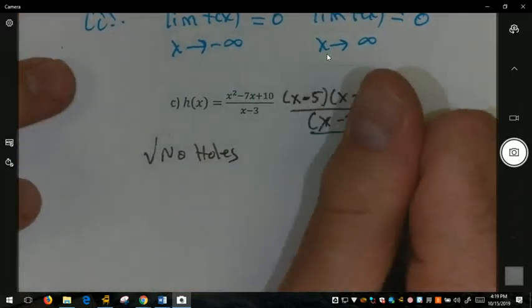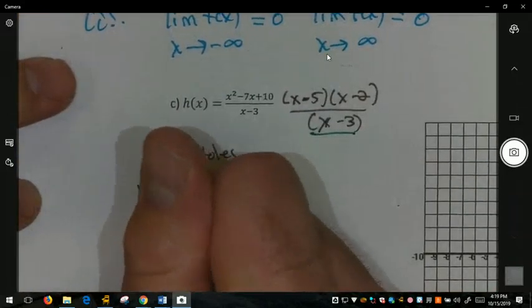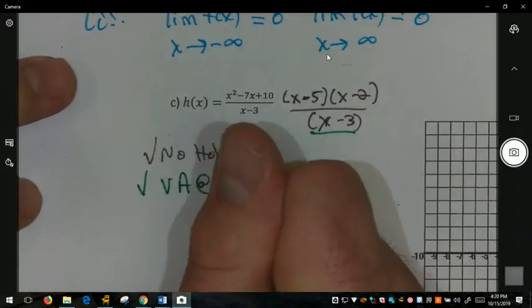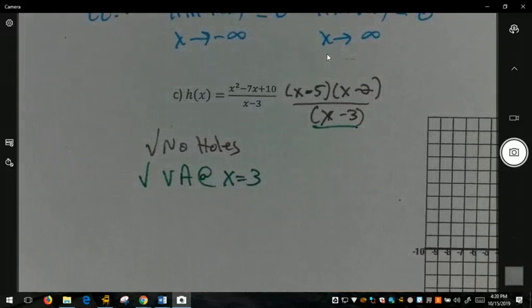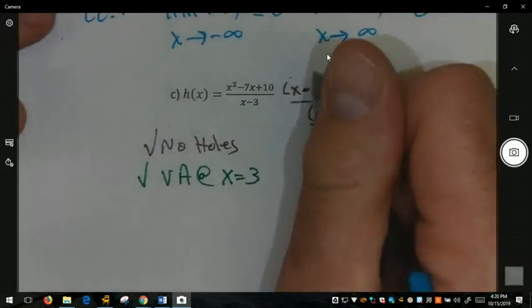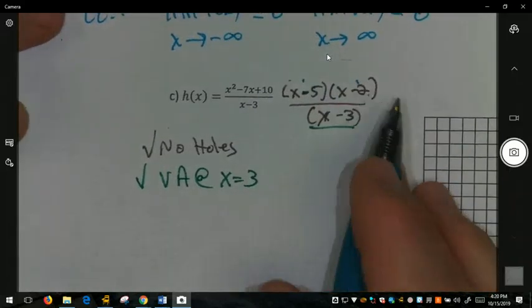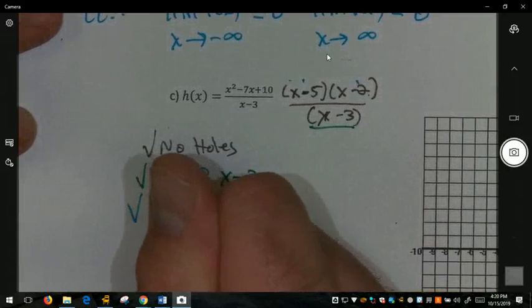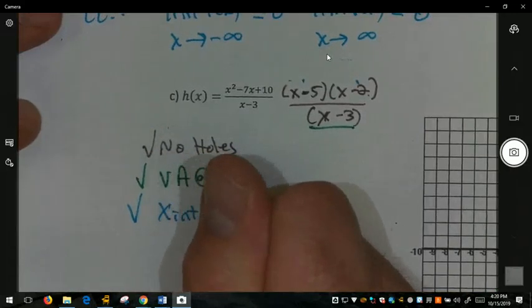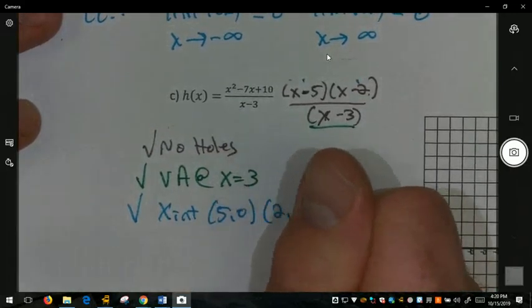There is one factor in the denominator that will lead me to a vertical asymptote at x equals 3 when I set it equal to 0 and solve. There will be two x-intercepts when I look at these factors in the numerator of the simplified function and set them equal to 0. My x-intercepts will be at (5, 0) and at (2, 0).